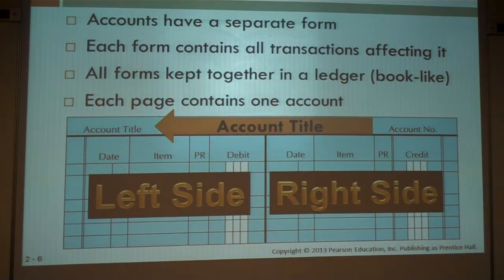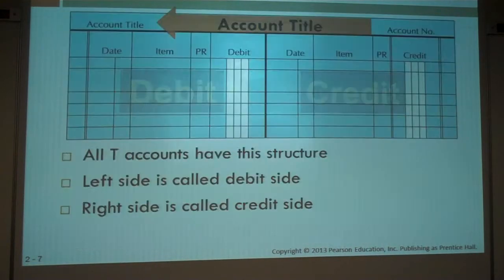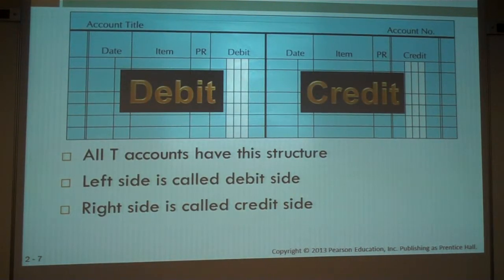There's the left side, there's the right side as we're recording the transactions. All T accounts have this structure, and that's what we'll be using first to record our transactions. The left side is the debit side. The right side is the credit side. The T account is something that you can use forever in accounting. We'll use it to record our transactions in this chapter, but later on we won't use it for recording transactions. We'll just use the T account when it's a difficult transaction.